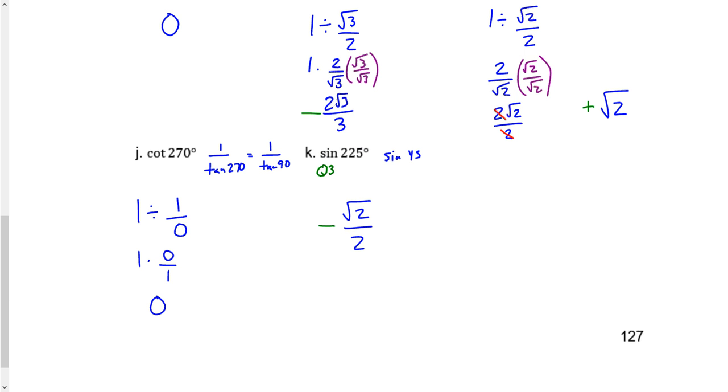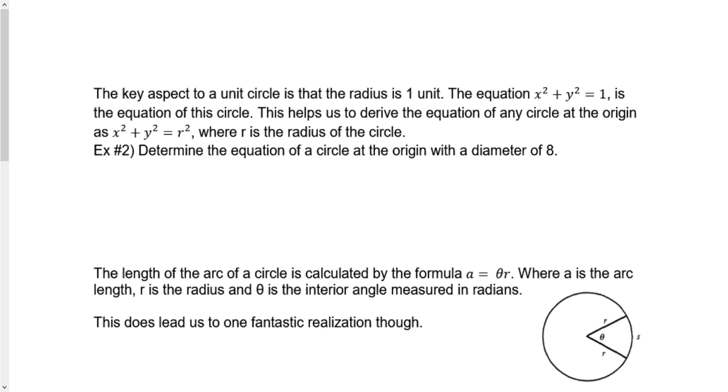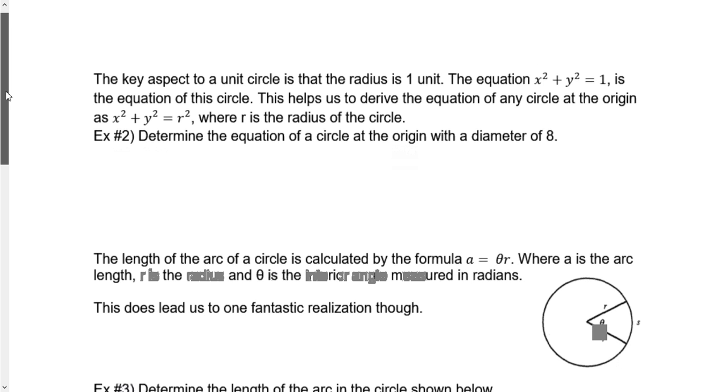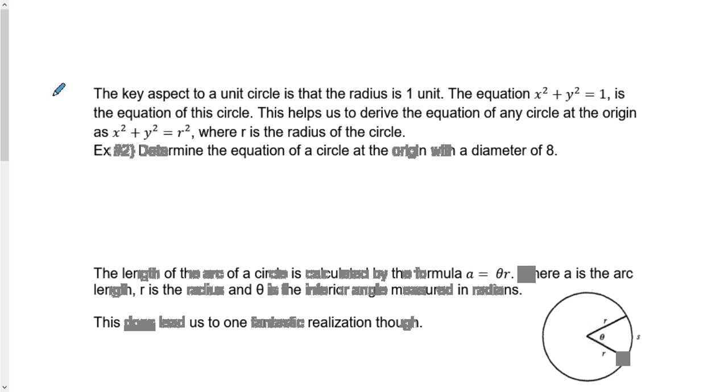Alrighty, continue on with our unit circle. We're also going to talk about some more circles, just to kind of tack it in. The key aspect to a unit circle is that the radius is 1 unit, which means the equation x squared plus y squared equaling 1 is actually the equation of this circle. What it does is it helps us to derive the equation of any circle at the origin, and all of our circles will always be at the origin.